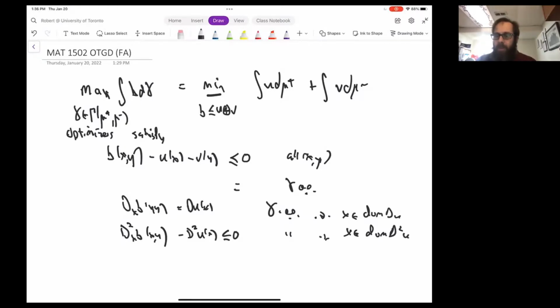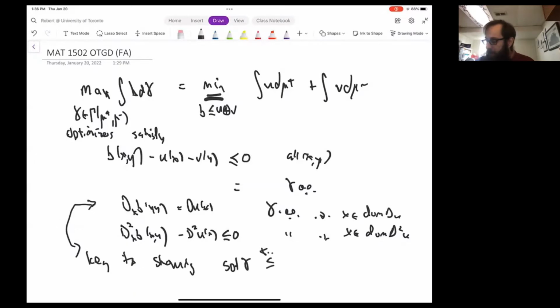Obviously, what we would like to know is not only that the u and v that attain this minimum exist, but that they're differentiable almost everywhere. That would be very nice. And twice differentiable almost everywhere would be even better. Because this first condition here is the key to showing that the optimal gamma has its support contained, gamma almost everywhere, in the graph of some mapping G. Right.